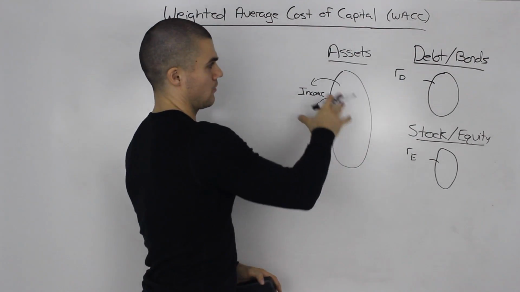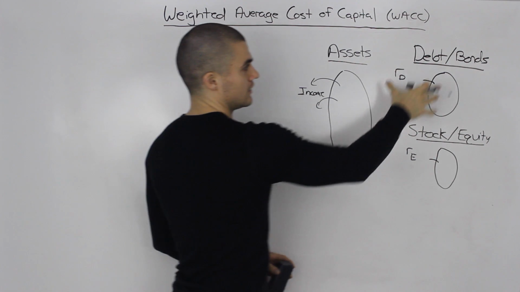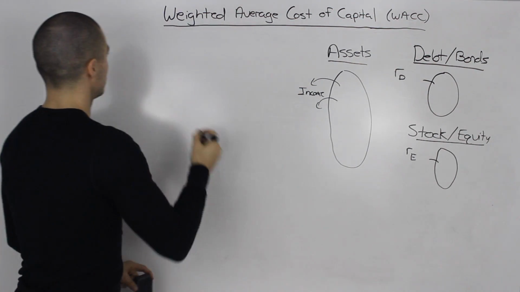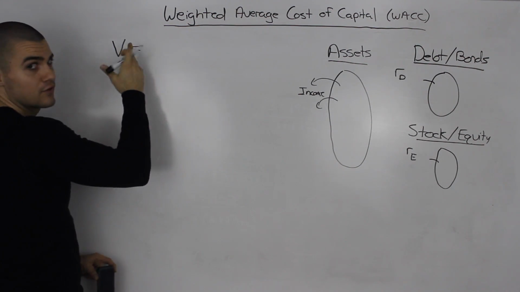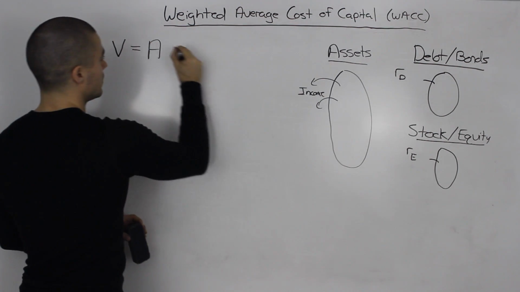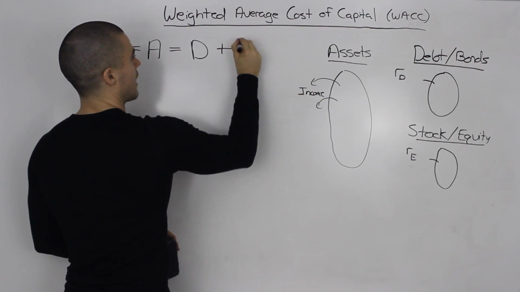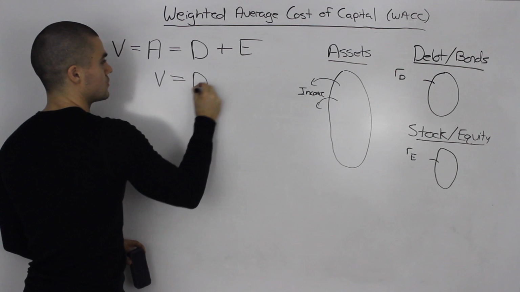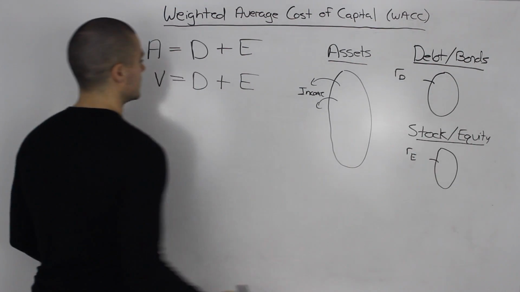So notice how all of this here is a balance sheet. You've got your assets on the left side. You've got your debt or your liabilities here, and then you've got your equity here. So let's make some equations. The value, let's denote this by V, of your company is equal to the value of all your assets, which is equal to your debt plus your equity. So basically, the value of your company is equal to the debt plus the equity. The value of your assets is the debt plus the equity.